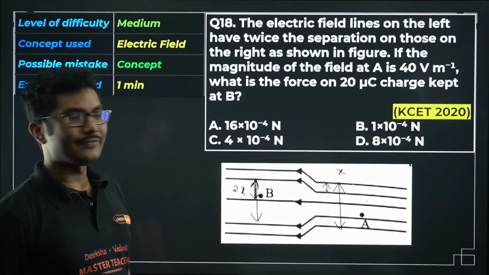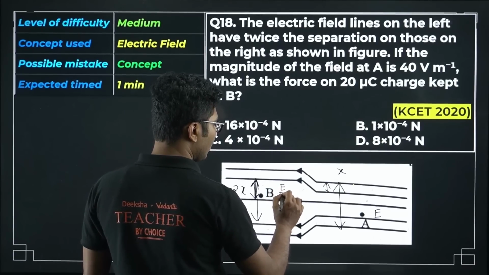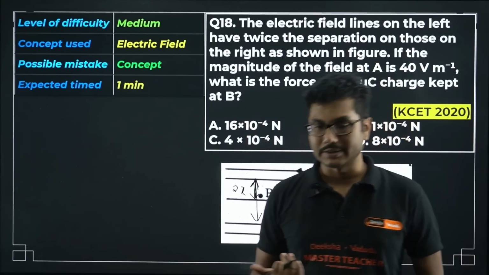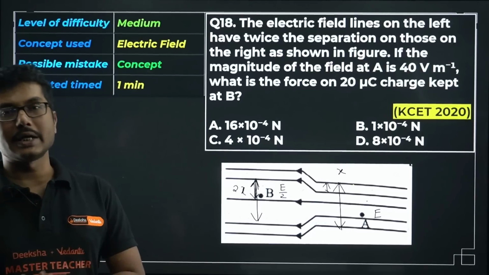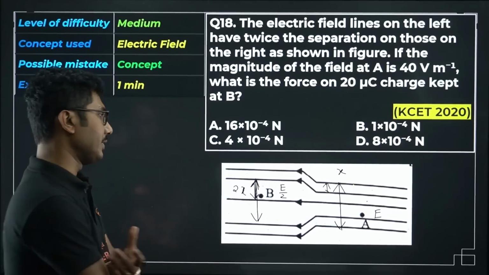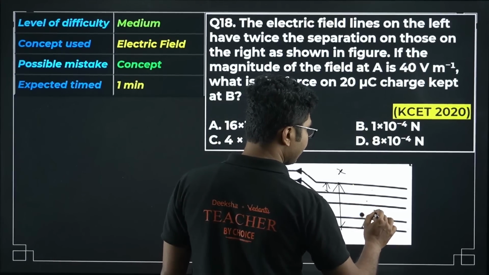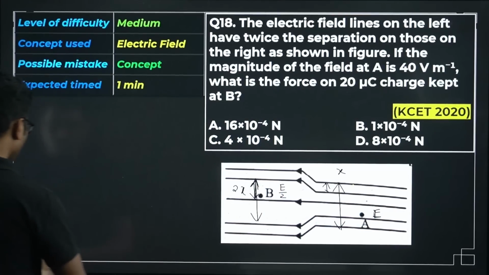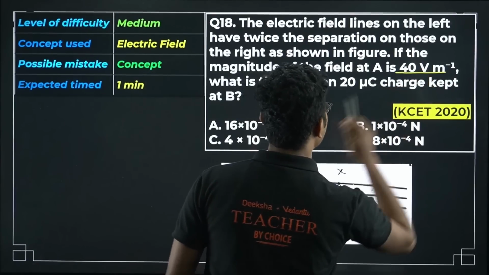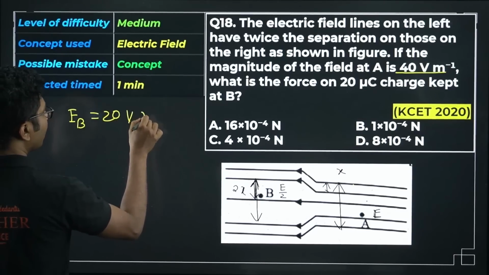So if the gap here is x, then the gap increases to 2x. That means if the electric field here is say E, the electric field here will be E by 2. Electric field is inversely proportional to the gap between the field lines. That is one of the properties of electric field lines. The stronger the electric field, the closer the lines are, and the weaker the electric field, the further apart they are. So if we know the relative distances, we can say how weak it is compared to the other electric field. Electric field at A is given as 40 volt per meter, so electric field at B is basically 20 volt per meter, half of that.